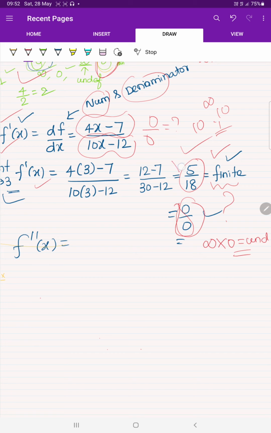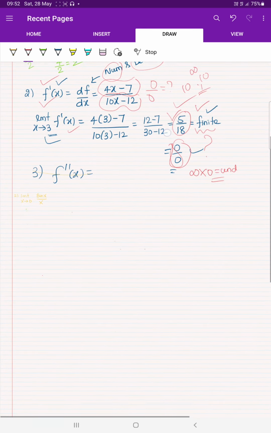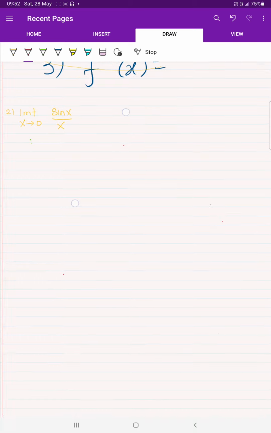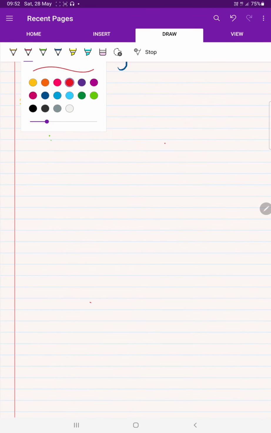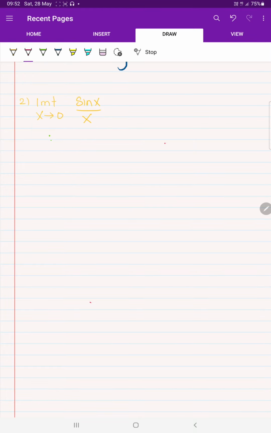But here 5 by 18 can be defined. If I divide 5 by 18, I will get some fractional value. So this is called a definite value. So let us take the second example. Again we will proceed further. For this question we have to write the solution. So let us go ahead with the solution for this question.